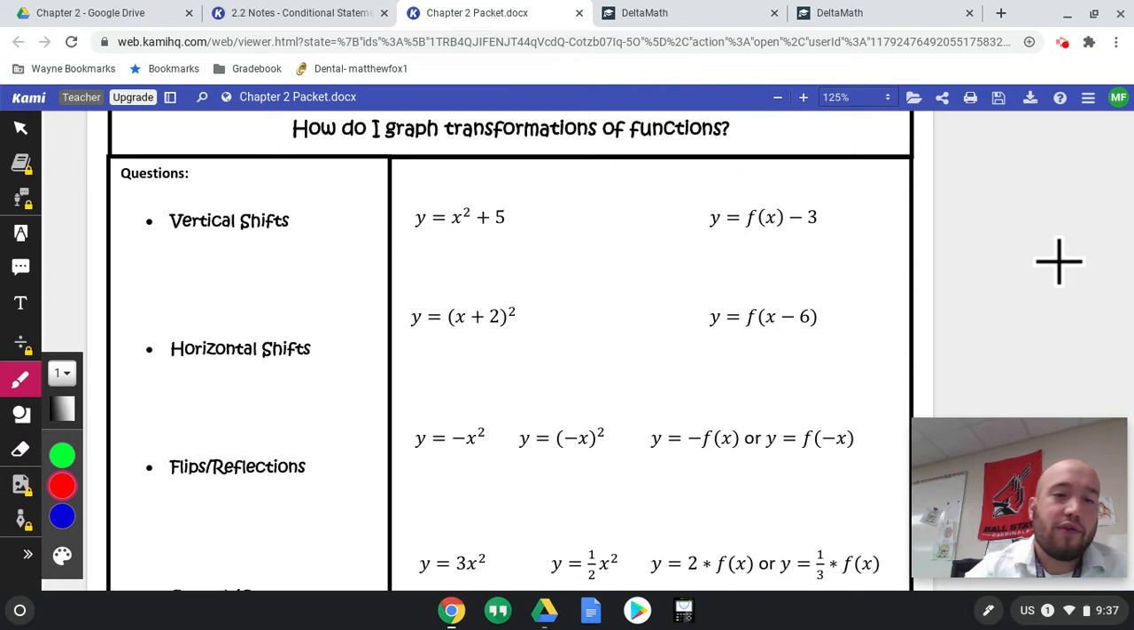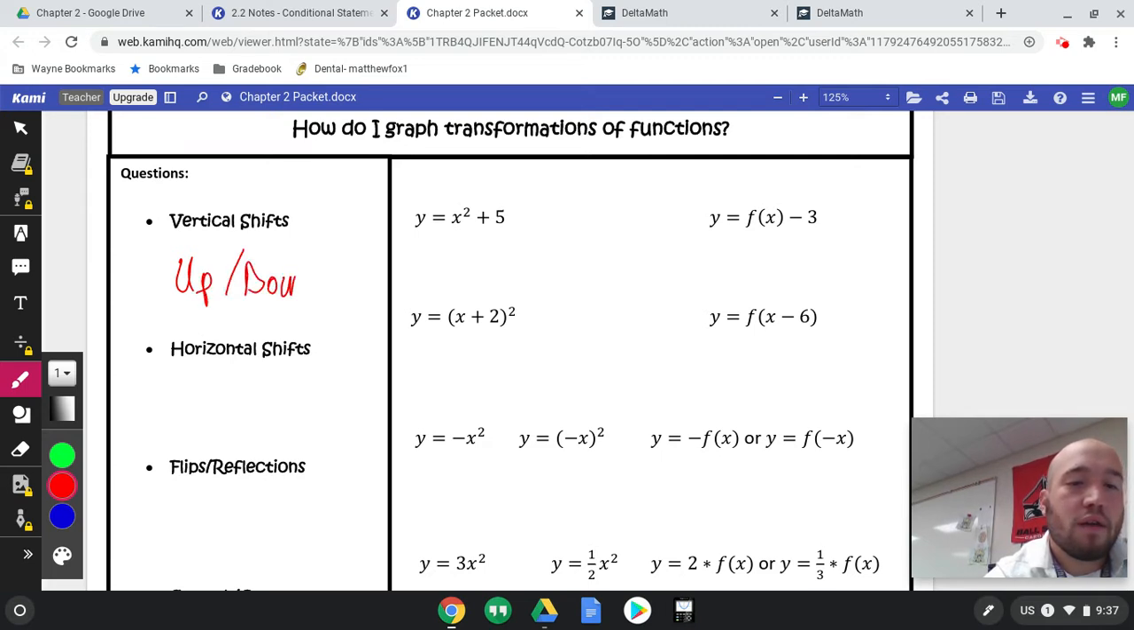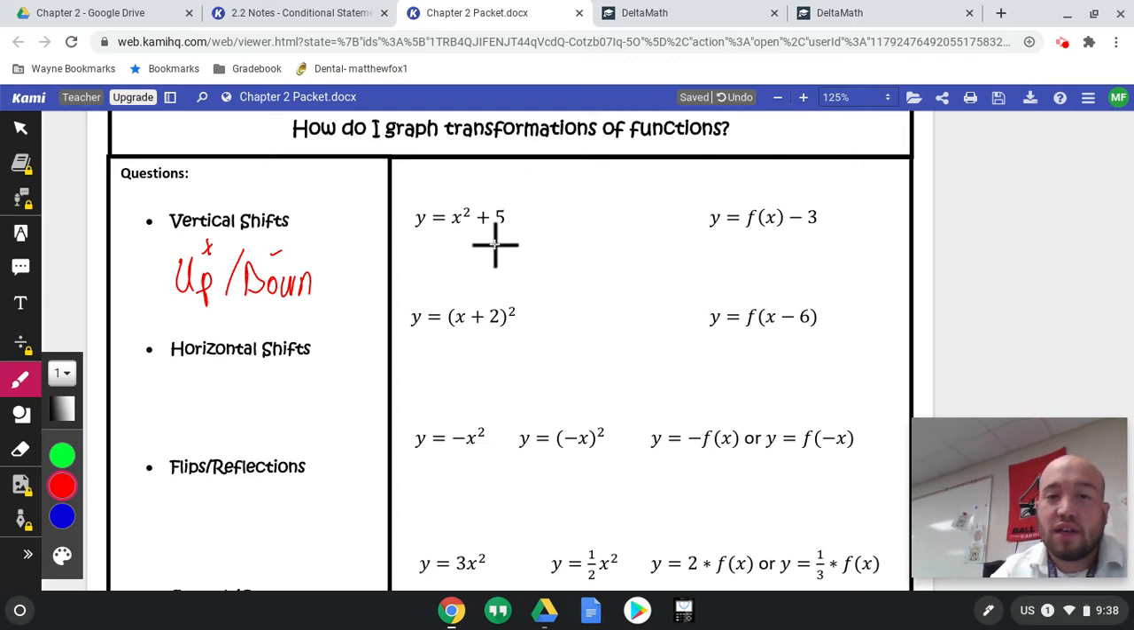Okay, so first our vertical shifts are going to happen. Vertical means it's going up or down, and if it's up, then that means something's added to the end. If it's down, something is subtracted. So sometimes it'll be like here, x squared, that's our quadratic. This quadratic is shifted up 5.